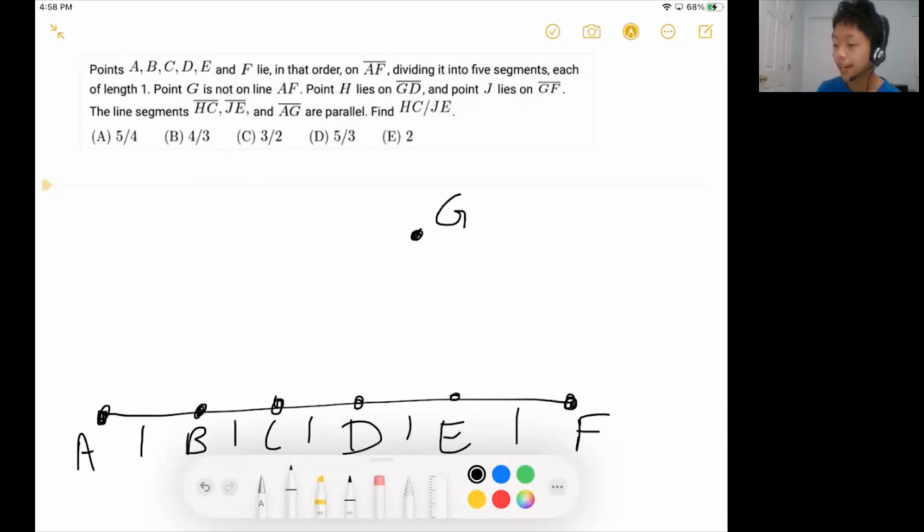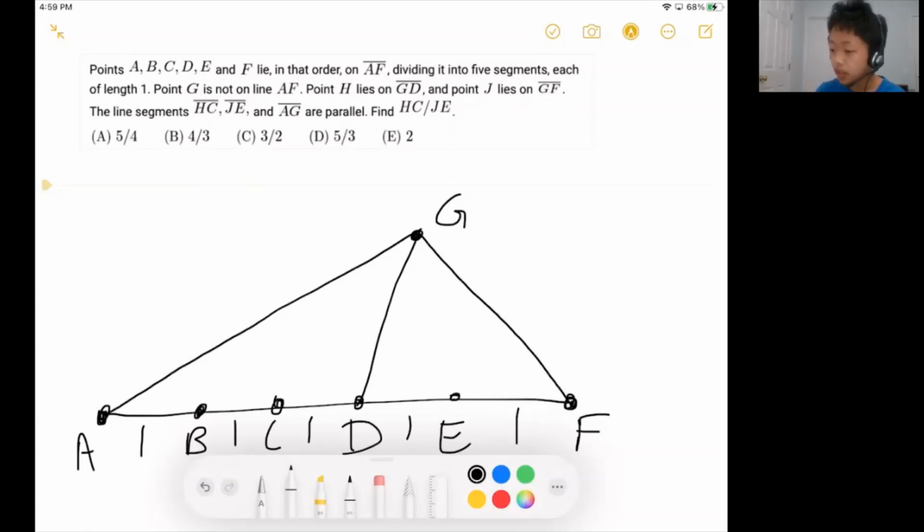And we know that point H lies on GD and point J lies on GF. And we're given that the line segments HC, AJE, and AG are parallel. So let's first draw AG. So we know that H lies somewhere on GD. So let's say H lies somewhere here. And we know that HC has to be parallel to AG. So these two are parallel.